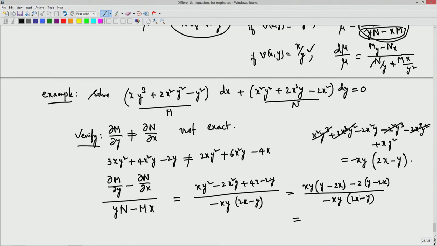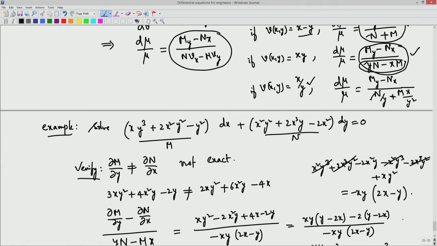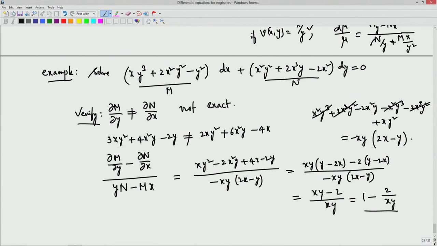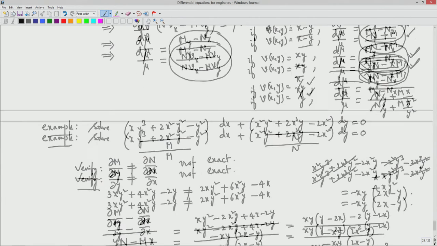So you can cancel the minus (2x − y) with the denominator. What you get is (xy − 2) divided by xy. So this is exactly equal to 1 − 2/(xy). So you can see, if I choose this, I just verified this quantity on the right hand side of this equation is a function of xy alone. I got this is a function of xy. You can see, with v as the variable, 1 − 2/v is a function of xy. So this implies the equation is verified.